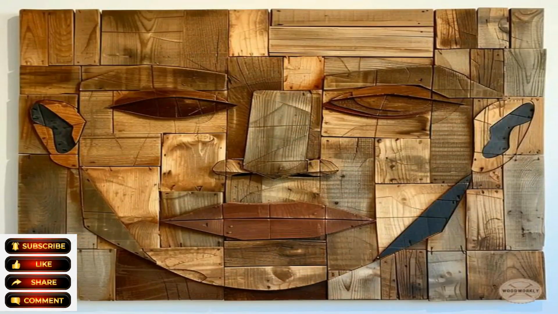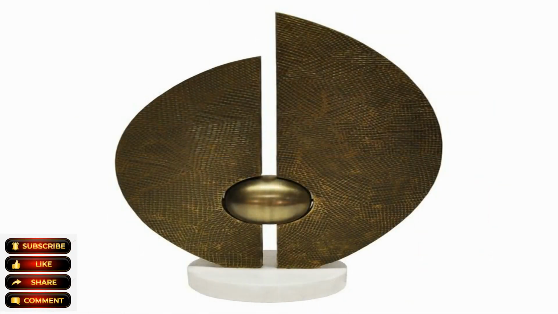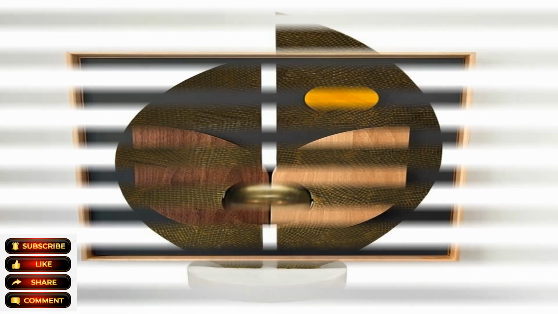3. Unique selling proposition (USP). Determine what sets your wood art apart. This could be the use of reclaimed materials, custom designs, or a focus on sustainability. Highlight these elements in your abstract.